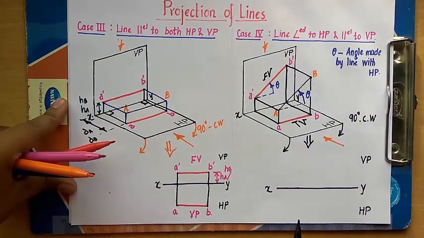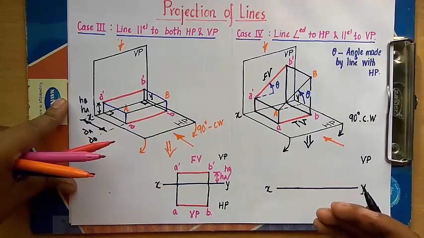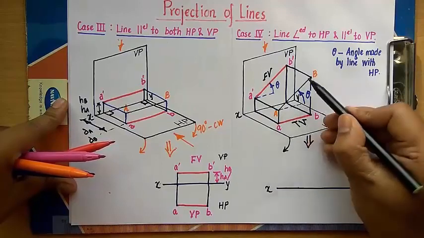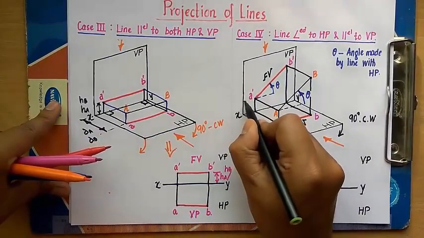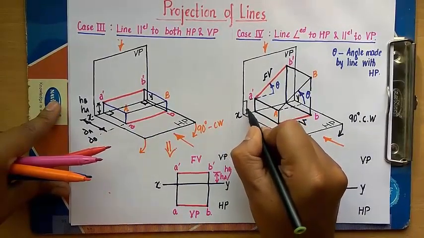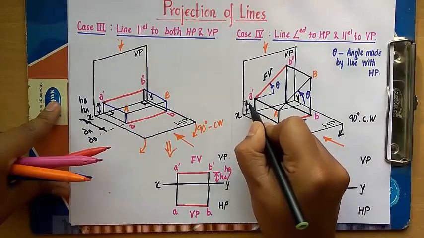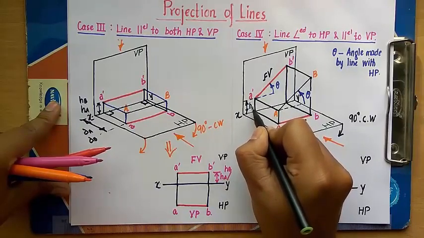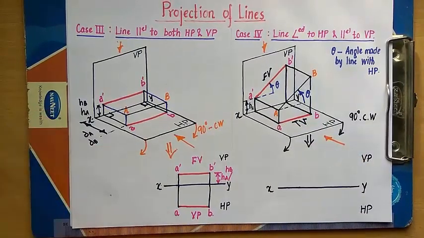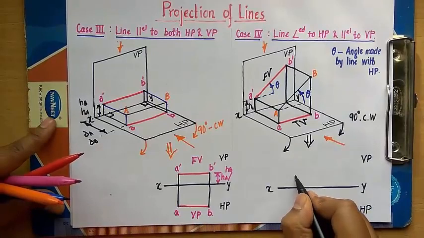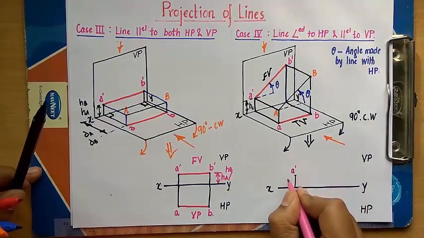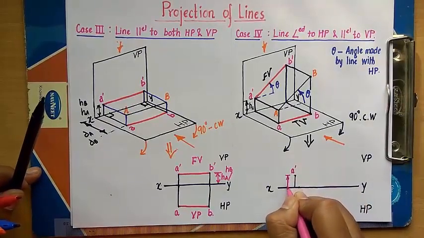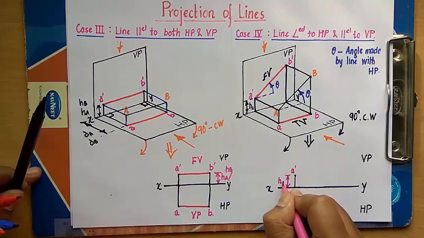We're going to look at this object from the front initially, because the true length can only be seen from the front. So I need this data. Initially I need this, which is what we call the height of this endpoint A above the horizontal plane. So this is HA. So I'll go above by an amount of HA, and this point is A dash.